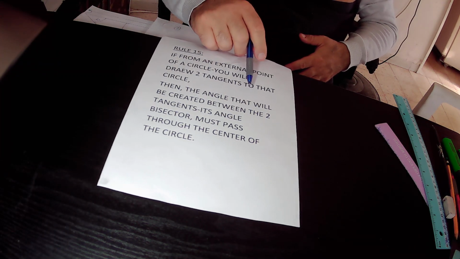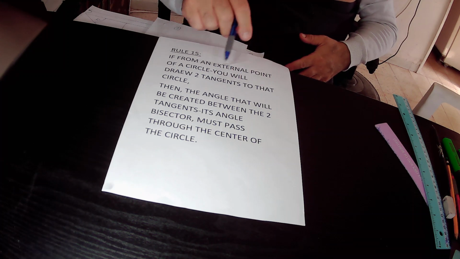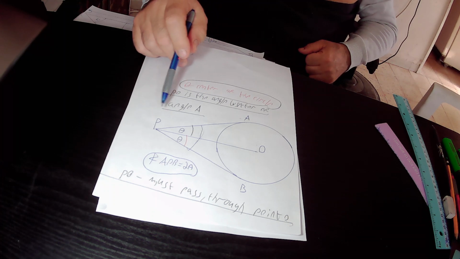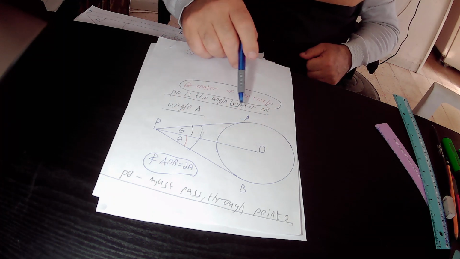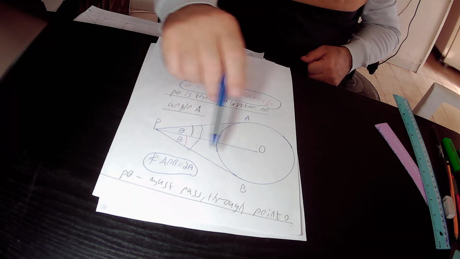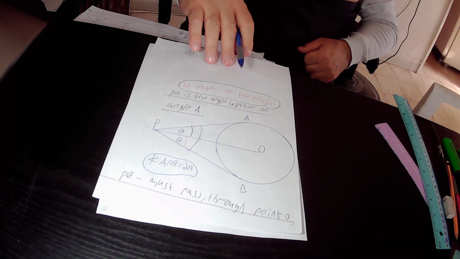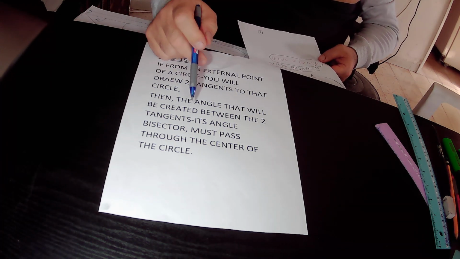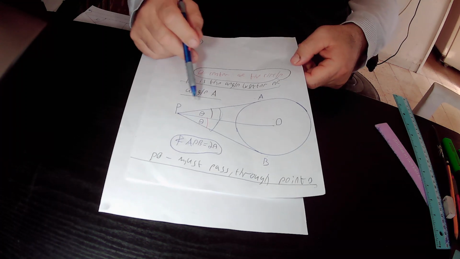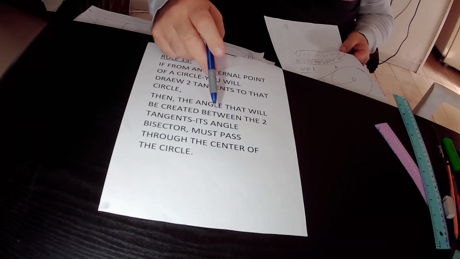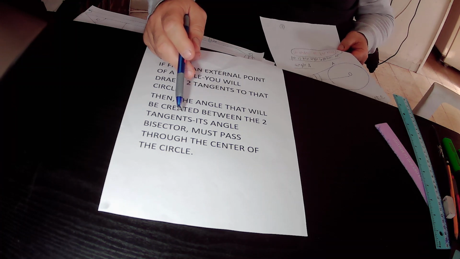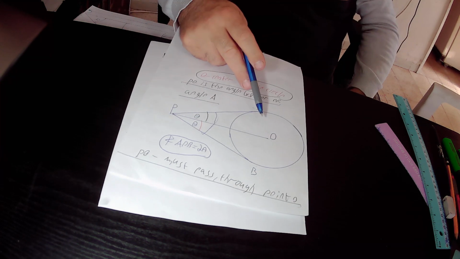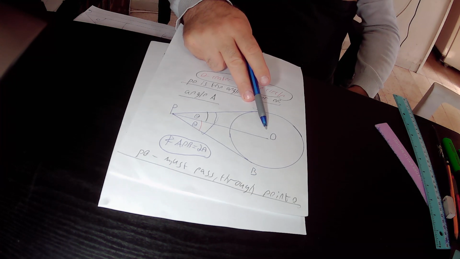Then the angle that will be created between the two tangents, repeat again, the angle that was created by drawing tangent PA and tangent PB to this circle is angle APB. This is angle APB, and according to rule 15, the angle bisector of this angle APB must pass through point O, that is the center of this circle.